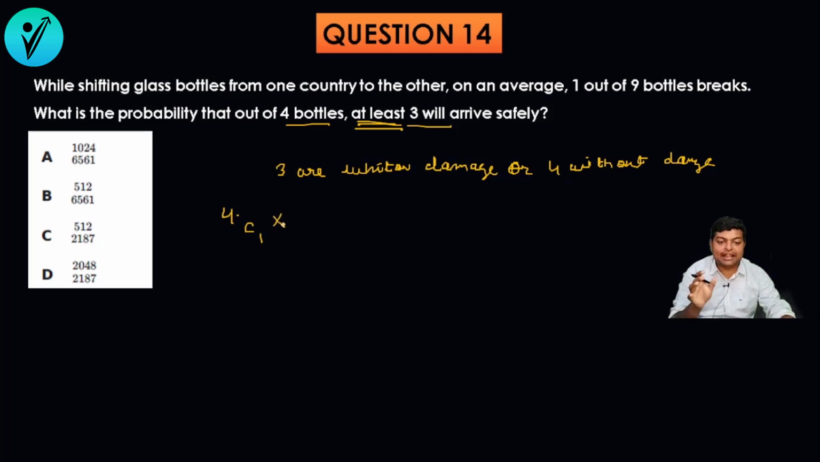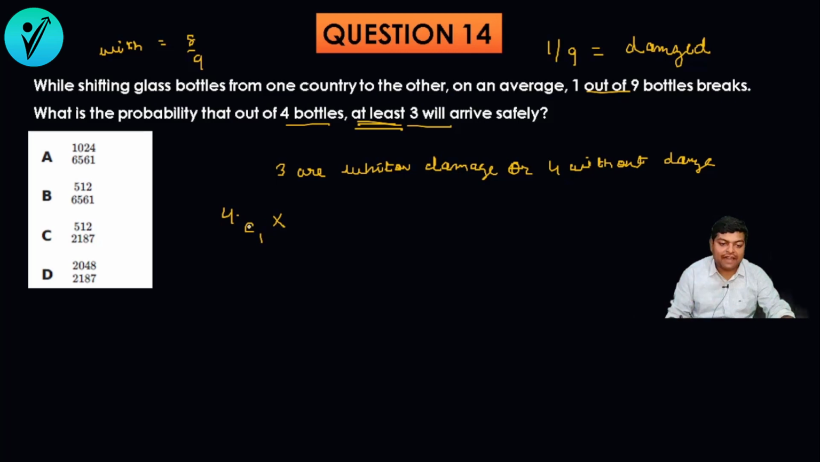So for that, out of 4, I'll be selecting any one to find which one is the damaged bottle. And as there are 3 without damage, what is the probability of without damage? 1 out of 9 bottles breaks, which means the probability that a bottle breaks is 1 upon 9. Okay, so whose probability is this? The probability that the bottle is damaged is 1 upon 9, and the probability that the bottle is without any damage is 8 upon 9. So in this scenario, what is happening? 3 bottles are intact and 1 is with damage.